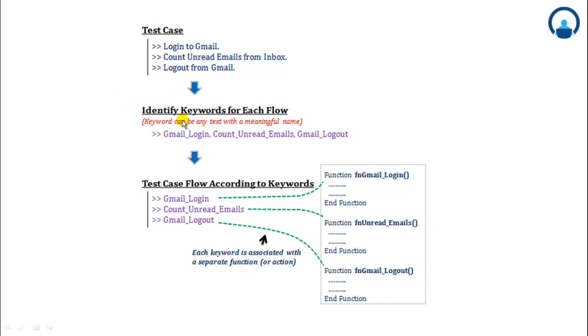As you can see in the diagram, this is just a diagrammatic illustration of the keyword framework, wherein, as I explained, we are taking the case of a single test case. This single test case is broken down into functionalities: login to Gmail, count 100 emails from inbox, and log out from Gmail. We are assigning a keyword to each functionality, that is Gmail login, count 100 emails, and Gmail logout. Now there will be a script which will read these keywords from the Excel sheet, Gmail login, count 100 emails, and Gmail logout, and accordingly it will call the respective functions from the function library.